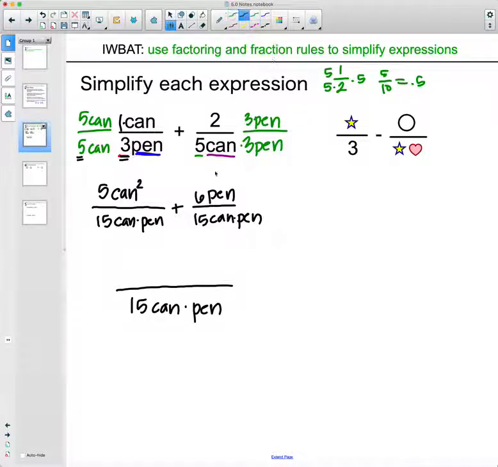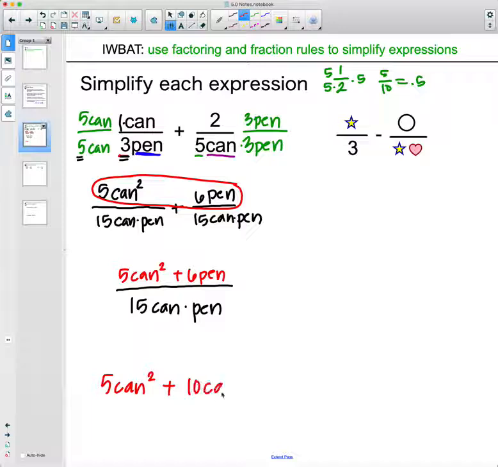So now when I go to add these tops, remember that when you're adding, you have to have like terms. So this is significantly different than this. This is talking about can squareds, and this is talking about pens. So we are just going to write them both down with a plus sign in between, because they are not like terms. Now, if we had something like this, 5 can squared plus 10 can squared, now we have 5 can squareds and 10 can squareds, so we could put those together as 15 can squareds. Totally fine, because they're the exact same term.